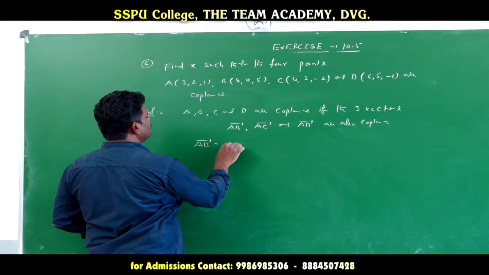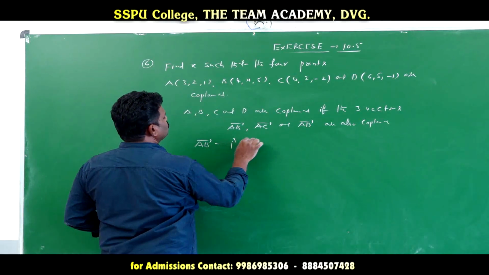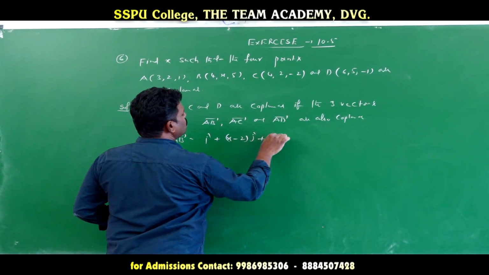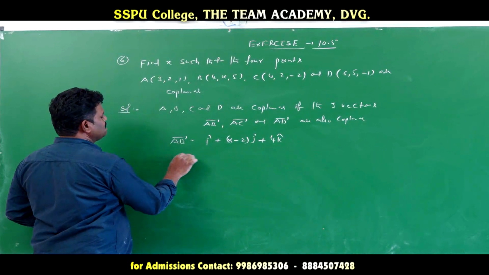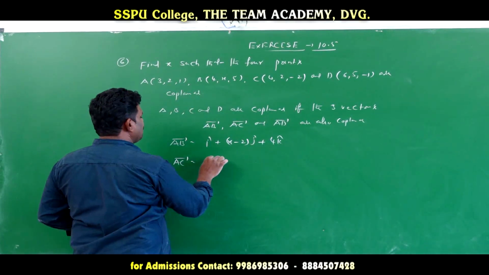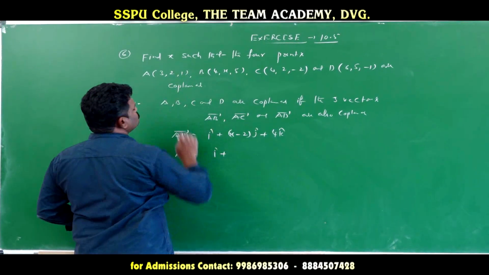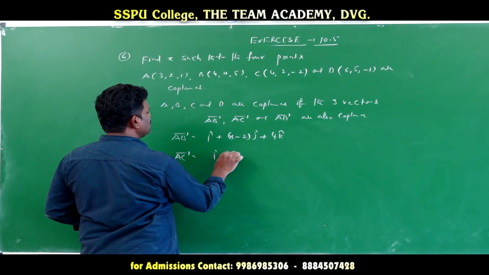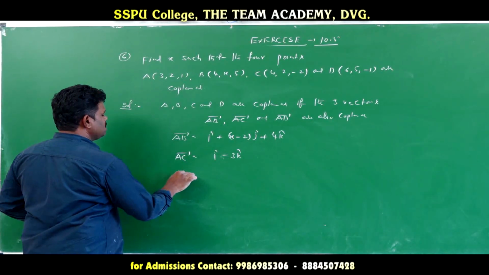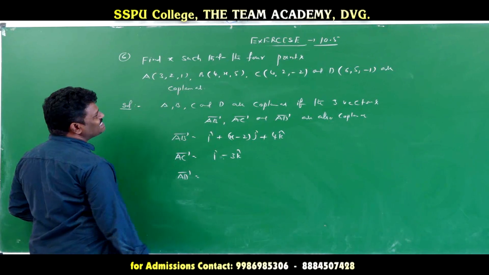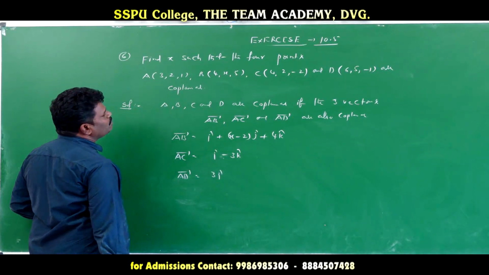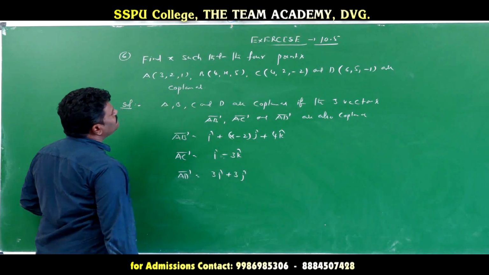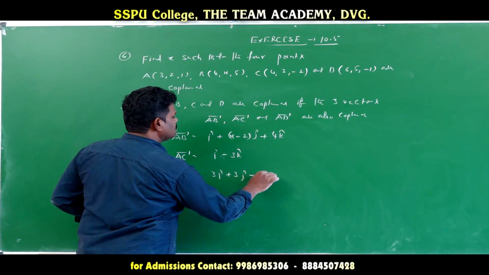4 minus 3, 1 i cap, x minus 2 j cap, plus 5 minus 1, 4 k cap. Next AC vector: 4 minus 3, again 1 i cap, 2 minus 2, 0 j cap, 2 minus 1... 3 minus 3, k cap. Next AD vector: 6 minus 3, 3 i cap, next 5 minus 2, 3 j cap, and minus 1 minus 1, minus 2 k cap.